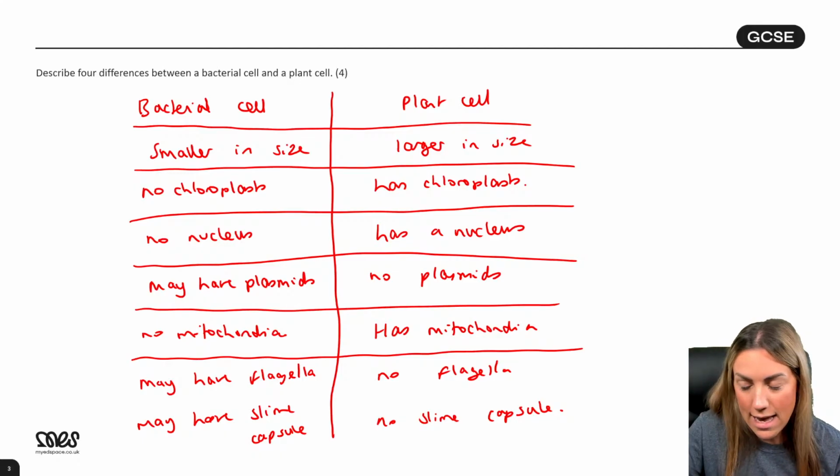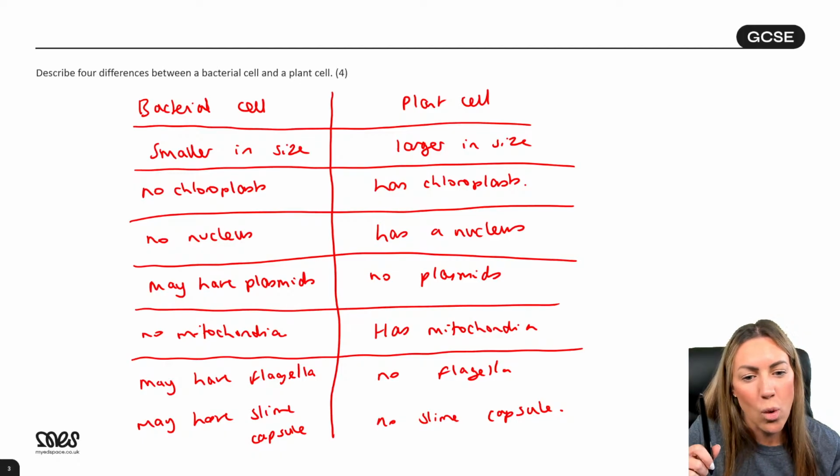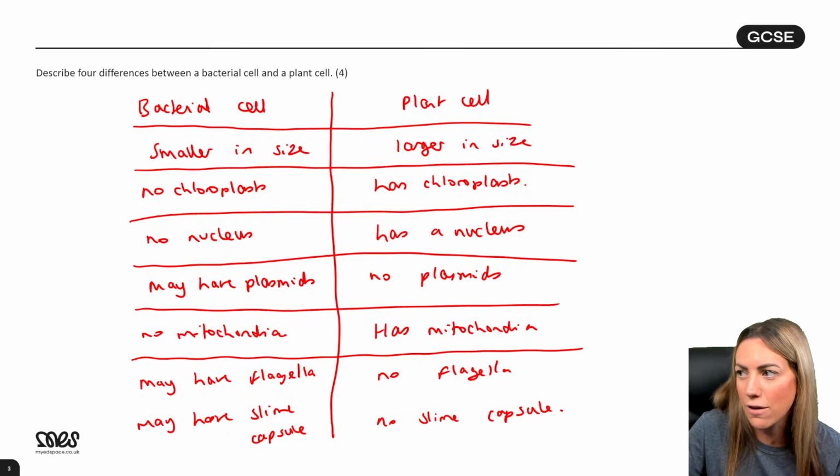Guys, can I ask you one question before we move on? You should know they both have cell walls, but what is a plant cell wall made of?